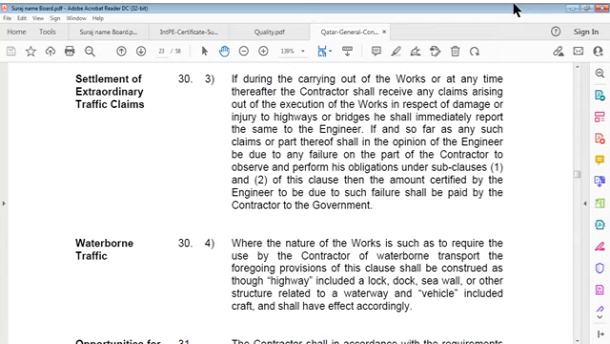So we can say again, settlement of extraordinary traffic claims. If during carrying out of works or at whatever time thereafter the contractor receives certain claims arising out of execution of works in respect of damage or injury to highways or bridges, he shall immediately report same to the engineer. Even so far as whatever such claims or part thereof shall in the opinion of the engineer be due to whatever failure on the part of the contractor to observe and perform his obligations under this clause, then the amount certified by the engineer to be due to such failure shall be paid by the contractor to government.